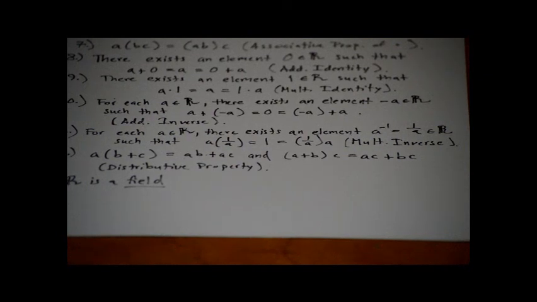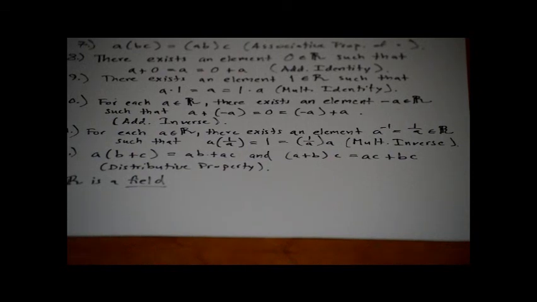So for item number 11, you're going to also note that for each element A in the set of real numbers, there exists an element A inverse, that's how you read A to the negative 1, which is also written as 1 over A, in the set of real numbers, such that A times 1 over A is equal to 1, which is also equal to 1 over A times A because of the commutative property of multiplication. This is referred to as the multiplicative inverse.